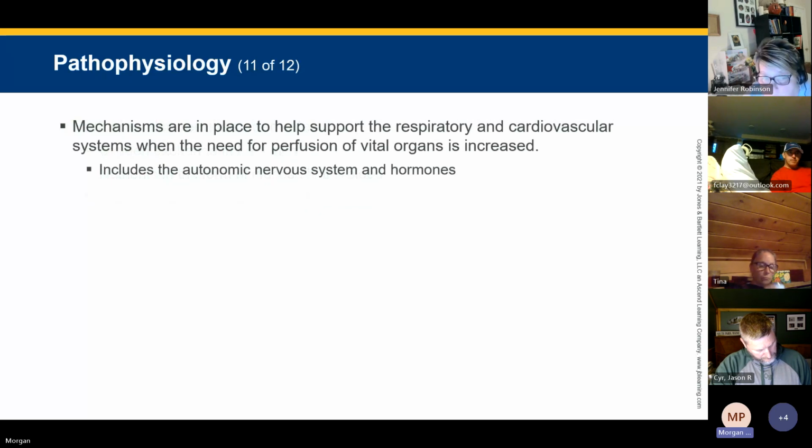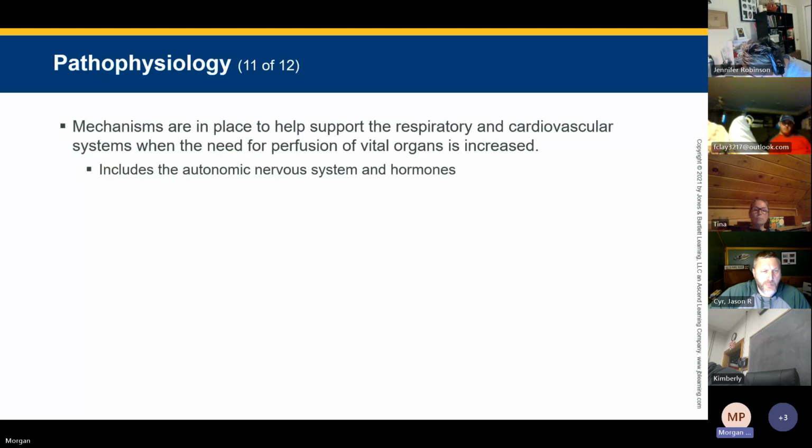There's a mechanism in place to support the respiratory and cardiovascular system that need perfusion, and the vital organs are increased, and it includes the autonomic nervous system and hormones. So when we start losing blood or feel like we're going into shock, our body has kind of fail safes in order to keep homeostasis in balance. If we're losing too much blood, our adrenal system will kick in epinephrine or adrenaline to pump up the heart to get it beating faster and then constrict the vascular system.